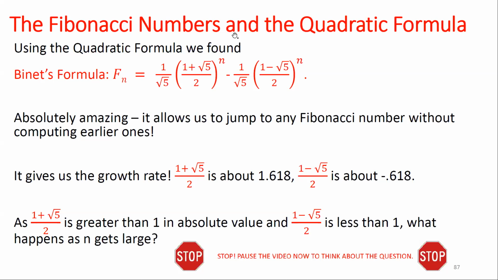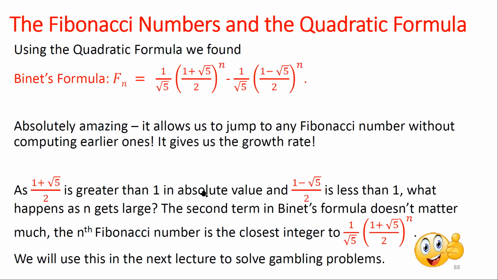So when you look at this, which factor do you think is going to matter when n is large? The first term or the second term? The first term. What is the second term going to? 0. So the nth Fibonacci number is approximately 1 over root 5 times (1 plus root 5 over 2) to the n. They often call this number, 1 plus root 5 over 2, the golden mean. It has a lot of wonderful properties. Because this is greater than 1 in absolute value, this term dominates.